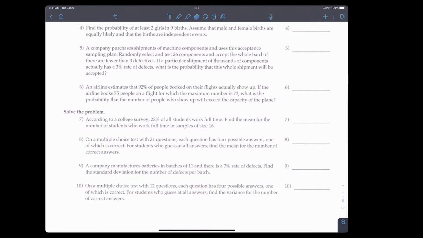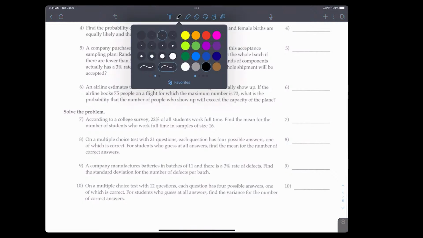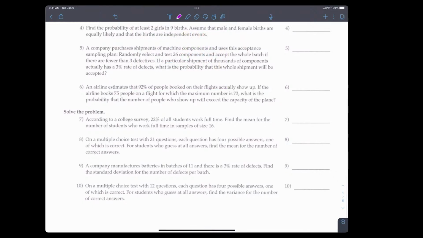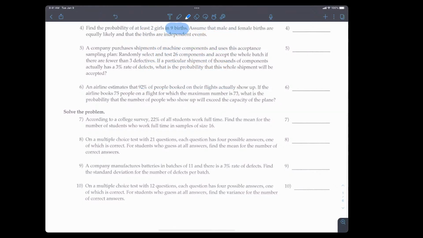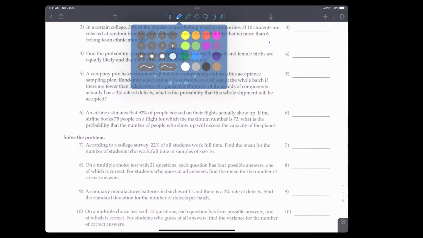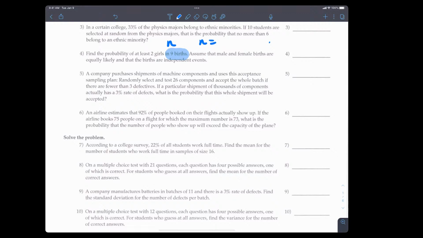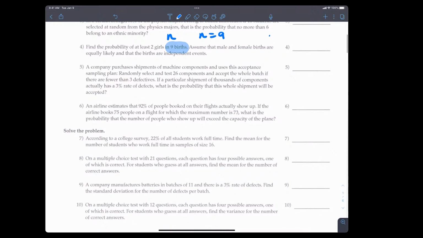So, number 4 says find the probability of at least 2 girls in 9 births. Again, publishers, they didn't write this very clearly. So what's happening is n is 9. You're going to have 9 children. This is our n. Now, they're saying, what's the probability of at least 2 girls? Well, let x be the number of girls. Now, at least 2 means x is greater than or equal to 2.